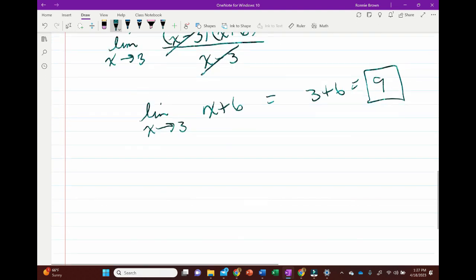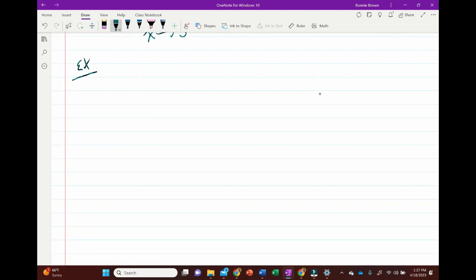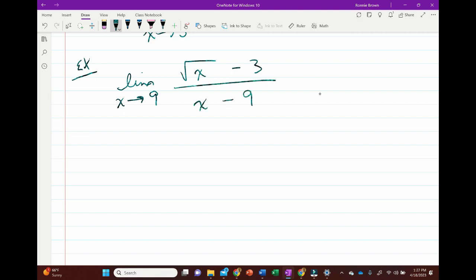So let's try another one that might challenge us a little bit more. Let's say we have the limit as x this time approaches 9 of the square root of x minus 3 over x minus 9. All right, so in this situation, it looks like if we try direct substitution, we're going to plug in 9 for x, you'll get a 0 in the denominator. If you plug in a 9 for x in the numerator, you'll get the square root of 9, which is 3, minus 3, which is 0. Again, you get that indeterminate form of 0 over 0.